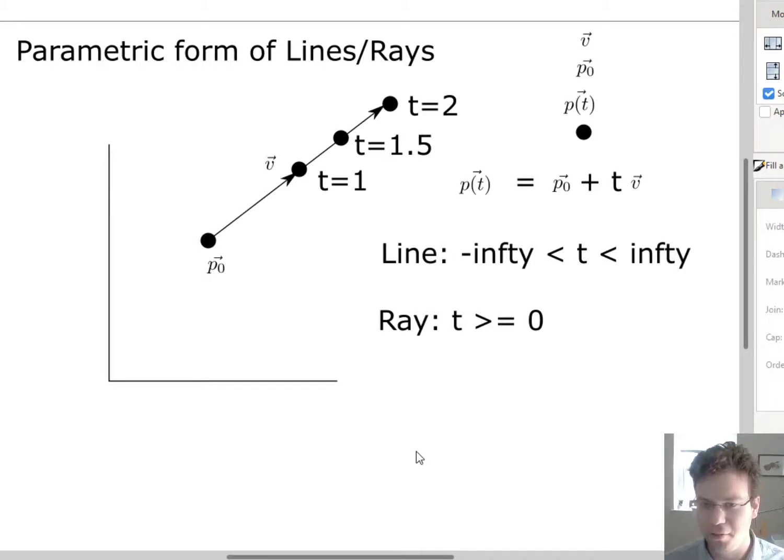Okay, so that's all you need to know about the parametric form of lines and rays. So just as a sanity check, we're going to do a quick exercise on that.